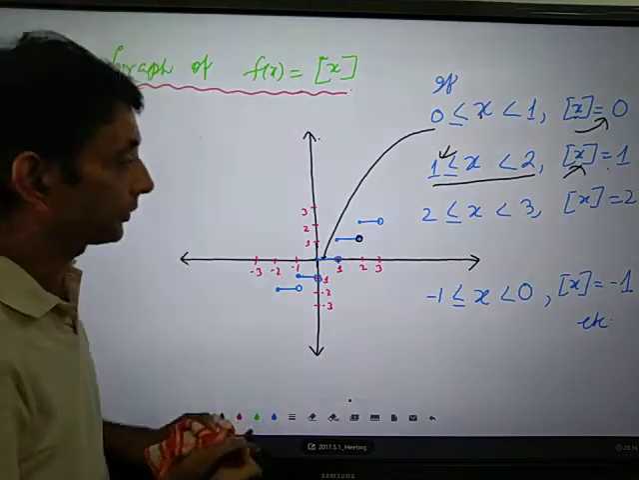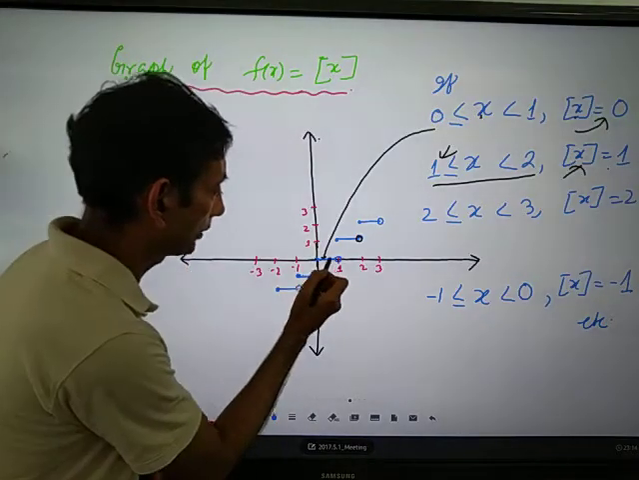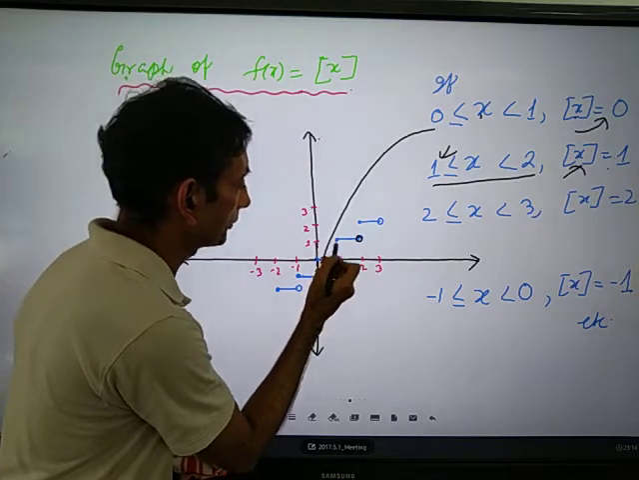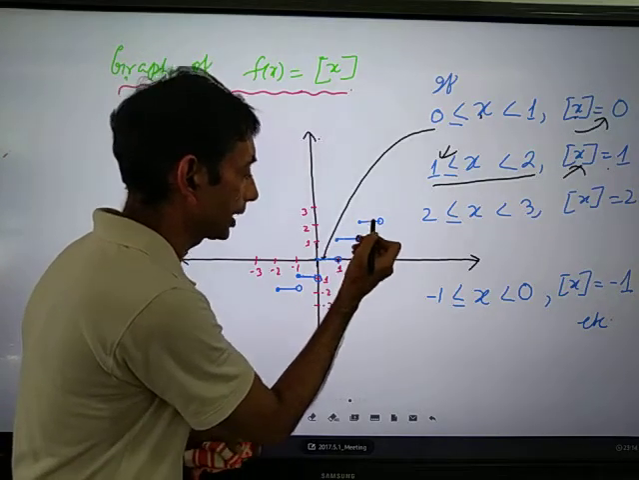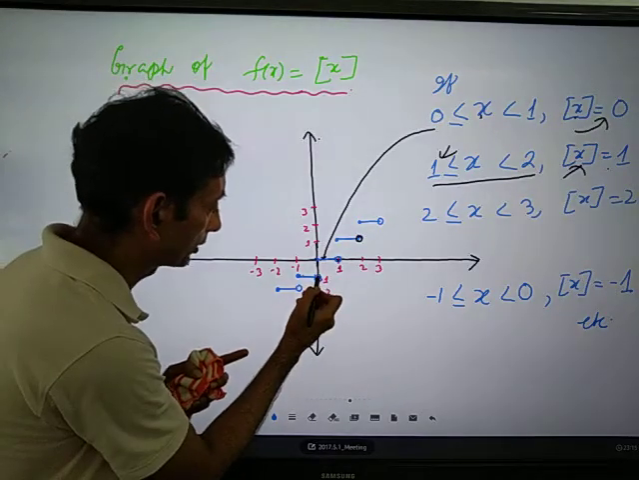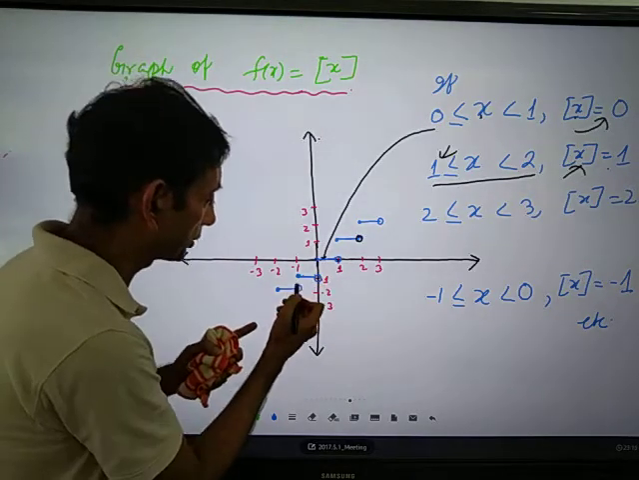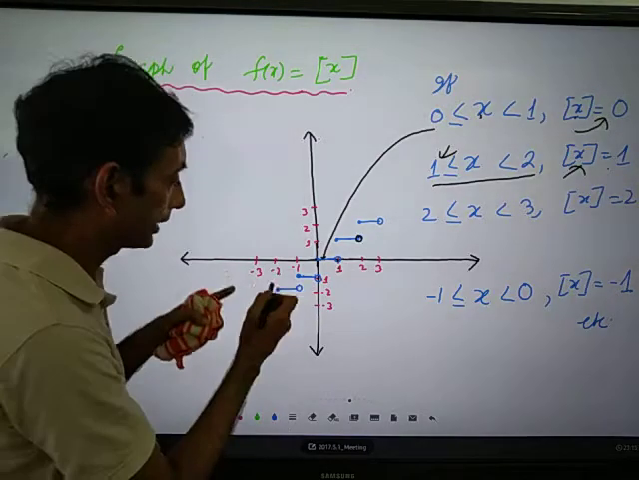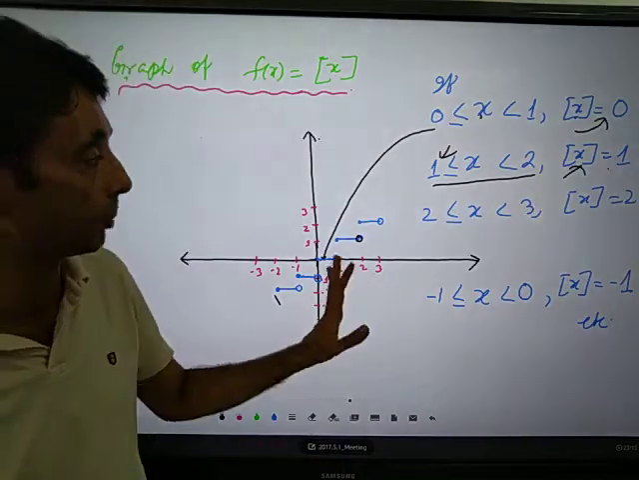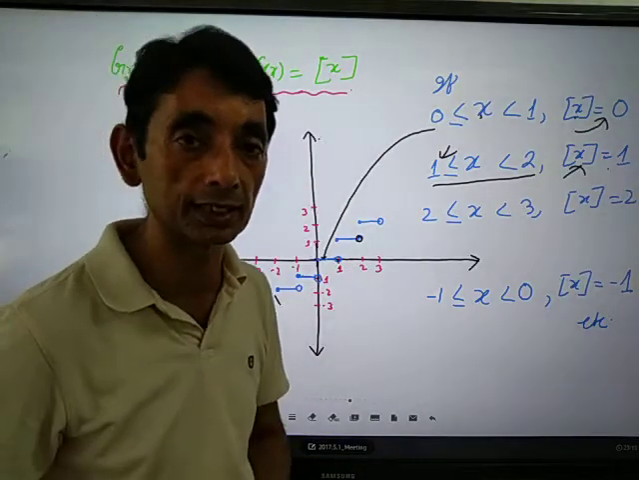So from the graph it's very clear that at x equal to 1 there is a break. That means you need to jump from this graph to this. Similarly, at 2 there is a break. If you come down here, at 0 there is a break. Similarly, at -1 there is a break. So at all integral points like -1, -2, 0, 1, 2, 3, the function is discontinuous.